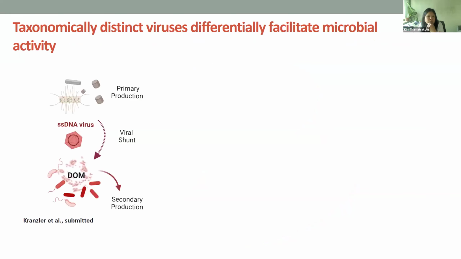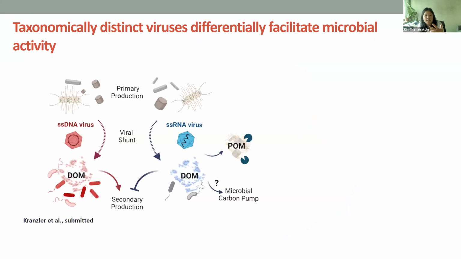One of the things that we've recently seen is, as we started looking at the dissolved organic matter that's produced during viral infection by different viruses, a very different impact of that infection on microbial activity. When we take our host model system and infect it with a single-stranded DNA virus, the DOM that's produced during that infection is able to directly support secondary production and microbial growth. In contrast, when we infected with a single-stranded RNA virus, that DOM was not actually bioavailable for secondary production.